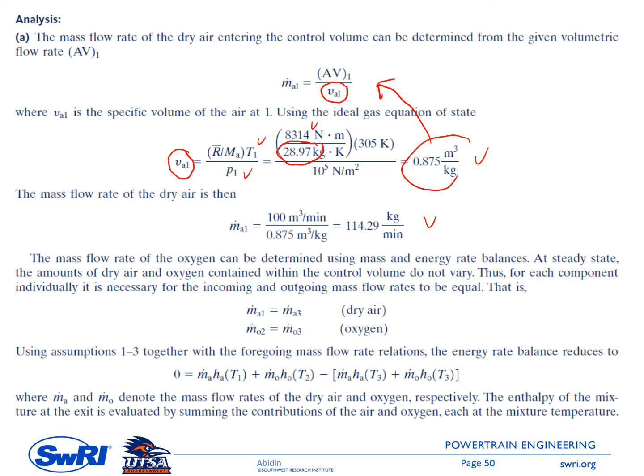And then the mass flow rate of the oxygen can be determined using the mass and energy rate balance. So at steady state, the amount of dry air and oxygen contained within the control volume do not vary. It makes sense. And then for each component individually, it is necessary for the incoming and outgoing mass flow rate to be equal. So this is for the dry air, and this is for the oxygen.